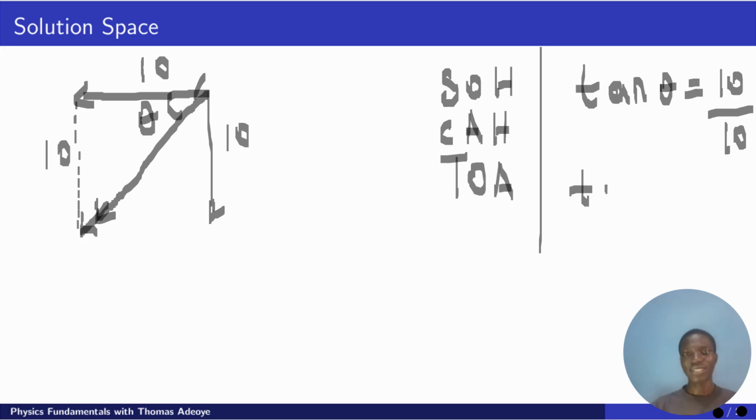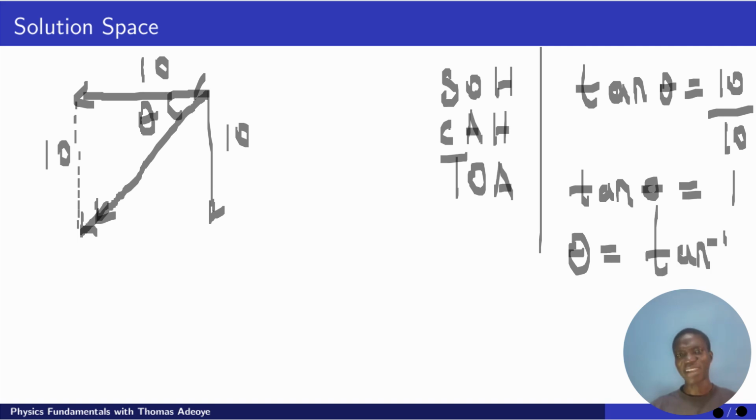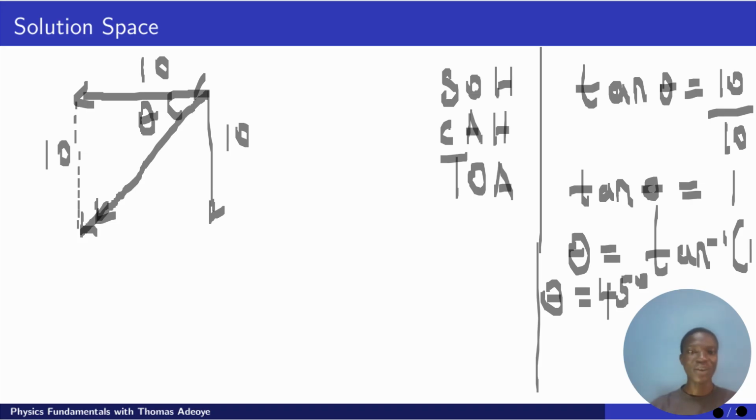So we have tan theta, let me punch my calculator, equals 1. So your theta will be equal to arc tan 1, and that should be 45. Shift tan 1, good, that's 45. So it means theta is 45 degrees. So this angle is 45 degrees.